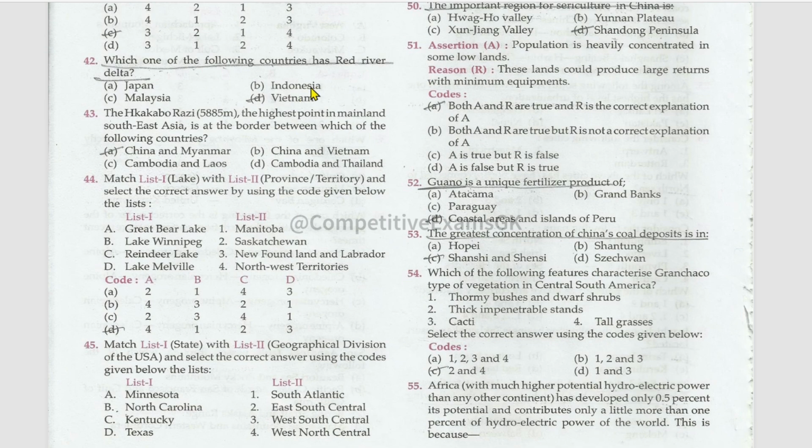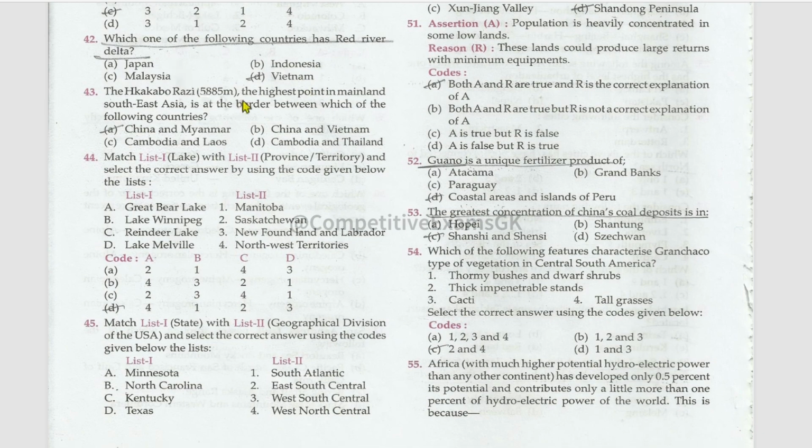Which one of the following countries has the Red River Delta in Vietnam? The Kakaborazi, the highest point in mainland Southeast Asia, is at the border between which of the following countries? China and Myanmar.